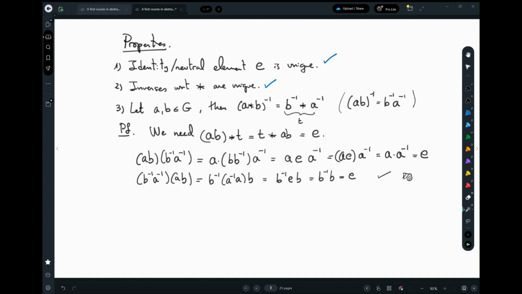By the way, we do need to check both that it is an inverse on the left and on the right, because there are some sets where something can be a left inverse but not a right inverse, or a right inverse and not a left inverse. So we need to check both.